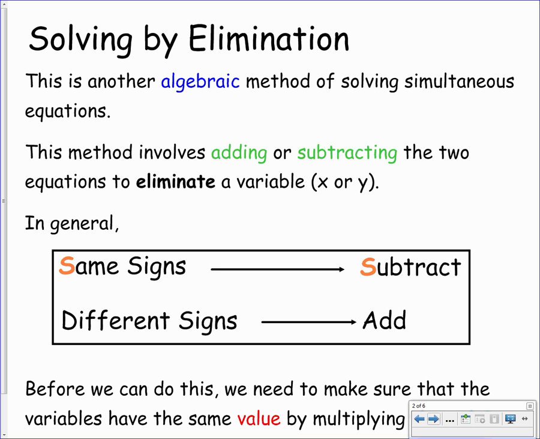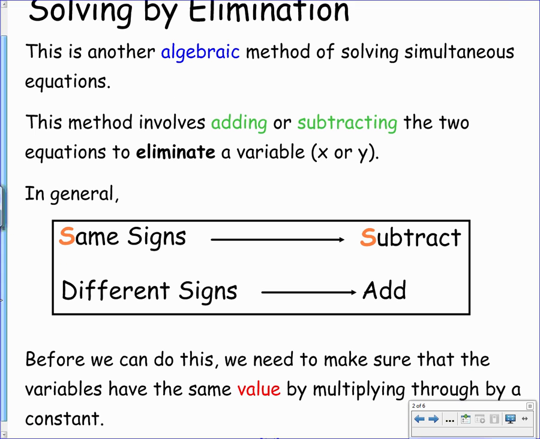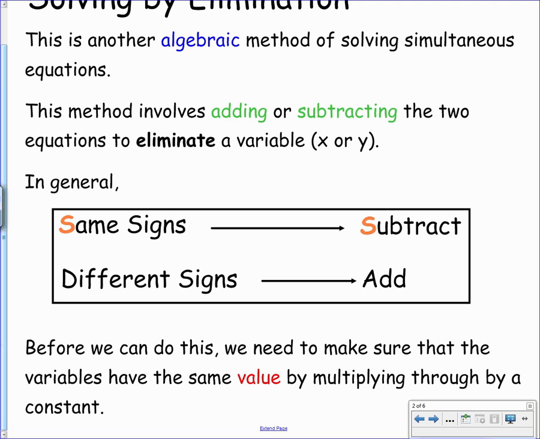Again, before we can do this though, we need to make sure that this variable we're trying to eliminate has the same value. And to do this, we need to multiply one or both of the equations. So we pick a constant, a number, to multiply the equation by to make it the same as the other one. This is what allows us to actually eliminate one of the variables. Take some time just now to write this into your notes jotter, please.